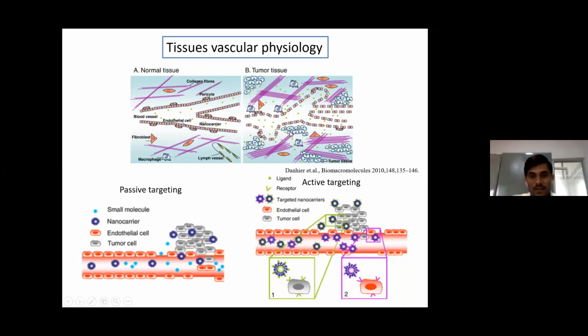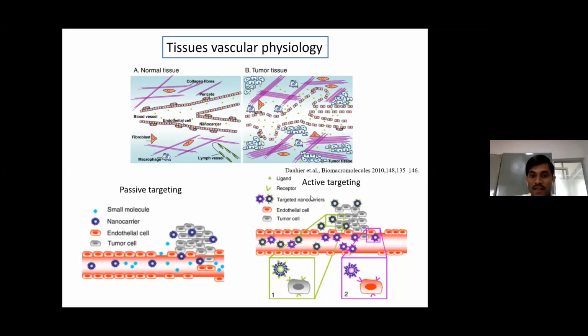Due to this nature of the tumor tissue, in passive targeting, when nanoparticles come into the circulation, due to this enhanced permeability, they get accumulated at the tumor site, and as there is no lymphatic drainage in the tumor tissue, it will take a longer time for clearance from the circulation. But the most important disadvantage of passive targeting is that it is associated with off-targeting, due to which there are side effects in the healthy tissues.